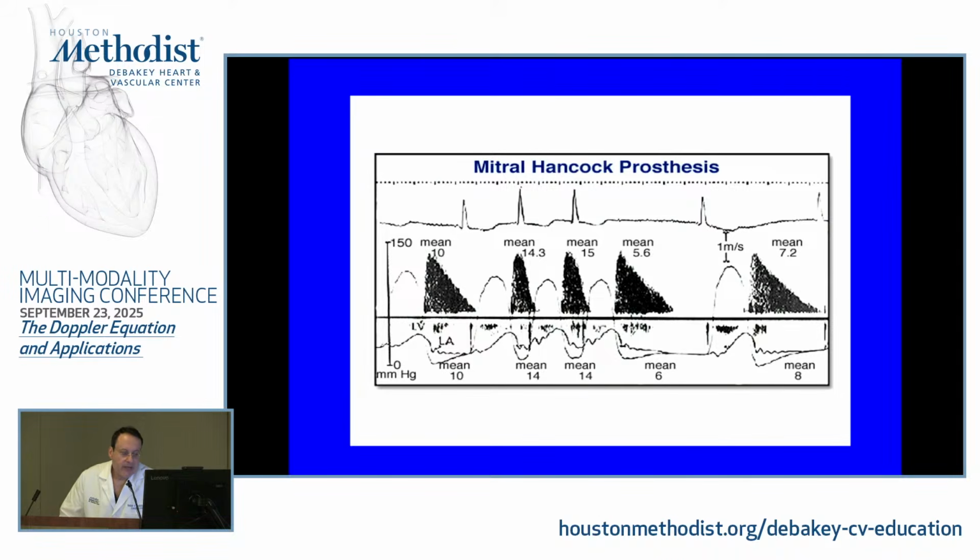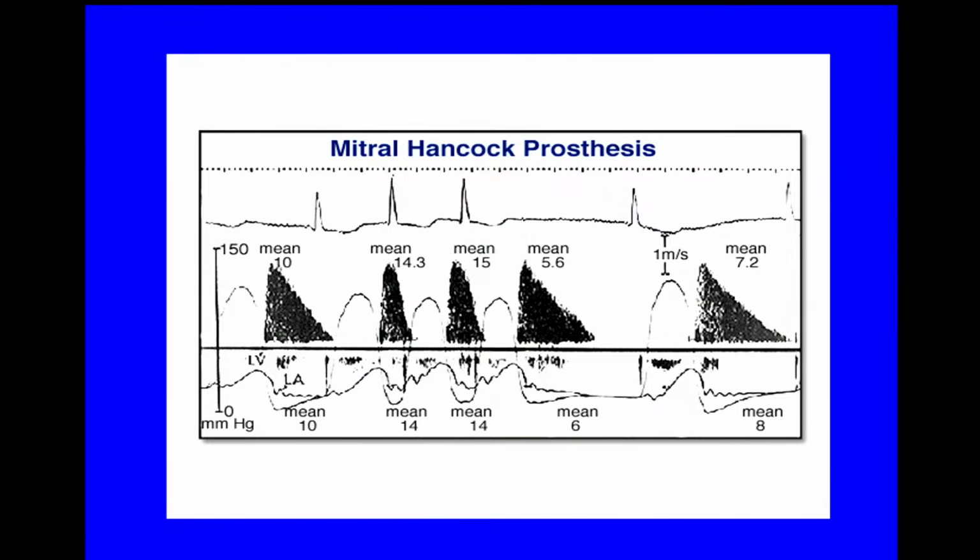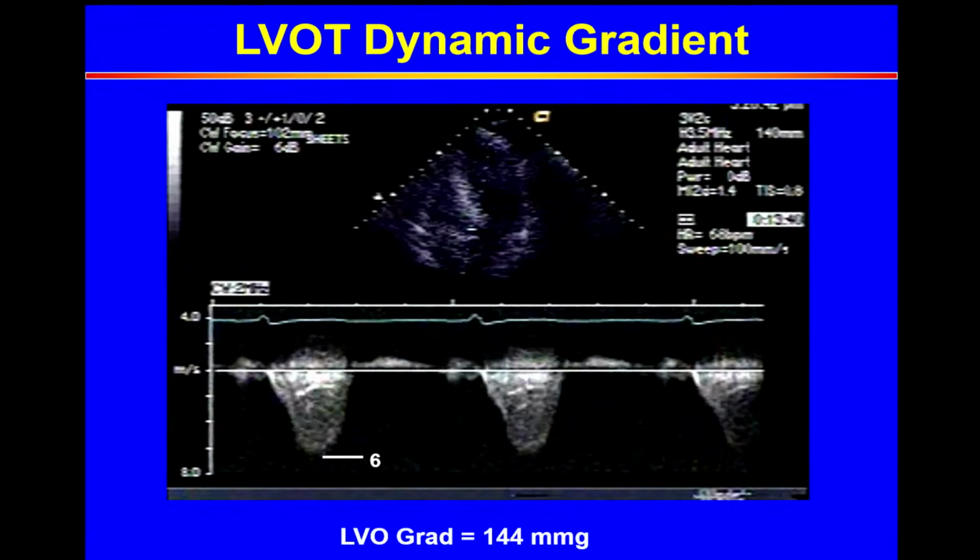Shorter RR interval, higher mean gradient, 14 by cath, 14 by echo. And you can go on. Longer RR interval, the gradient is by cath 6, by echo Doppler is 5.6. To get these results, I have to be well aligned with the flow. So we typically get the apical views, we put color, and we try to align with the flow from the atrium through the valve into the ventricle.